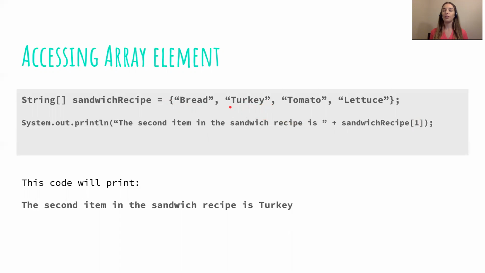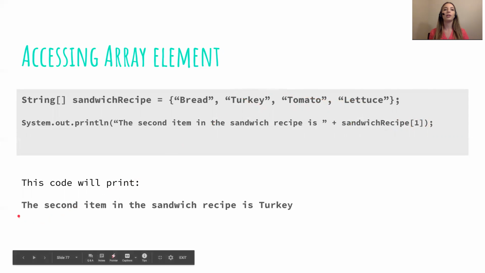This is just a Java thing. We always start indexing at 0. It is a little weird to think about because whenever we start counting things, we usually want to start with the number 1, but you'll see a lot in coding and in a lot of different coding languages that they always start indexing at 0. There are some languages that start indexing at 1, but just know that Java starts at 0, so you'll always have to go 1 off. So sandwich recipe 1, we're going to do this to get the second one. This code will actually print out the second item in the sandwich recipe is turkey.